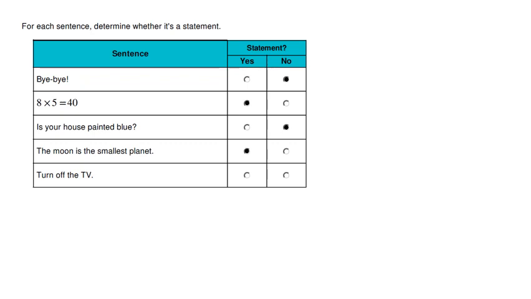Now, the moon is the smallest planet. Well, since you're considering smallest in terms of a true measurement, you could line up all the planets, but the moon isn't even a planet, so again, it would be either true or false. But the word smallest in this context would be you could compare the sizes of each planet and say this is the smallest one. Turn off the TV. That's a command, so that is not a simple statement.